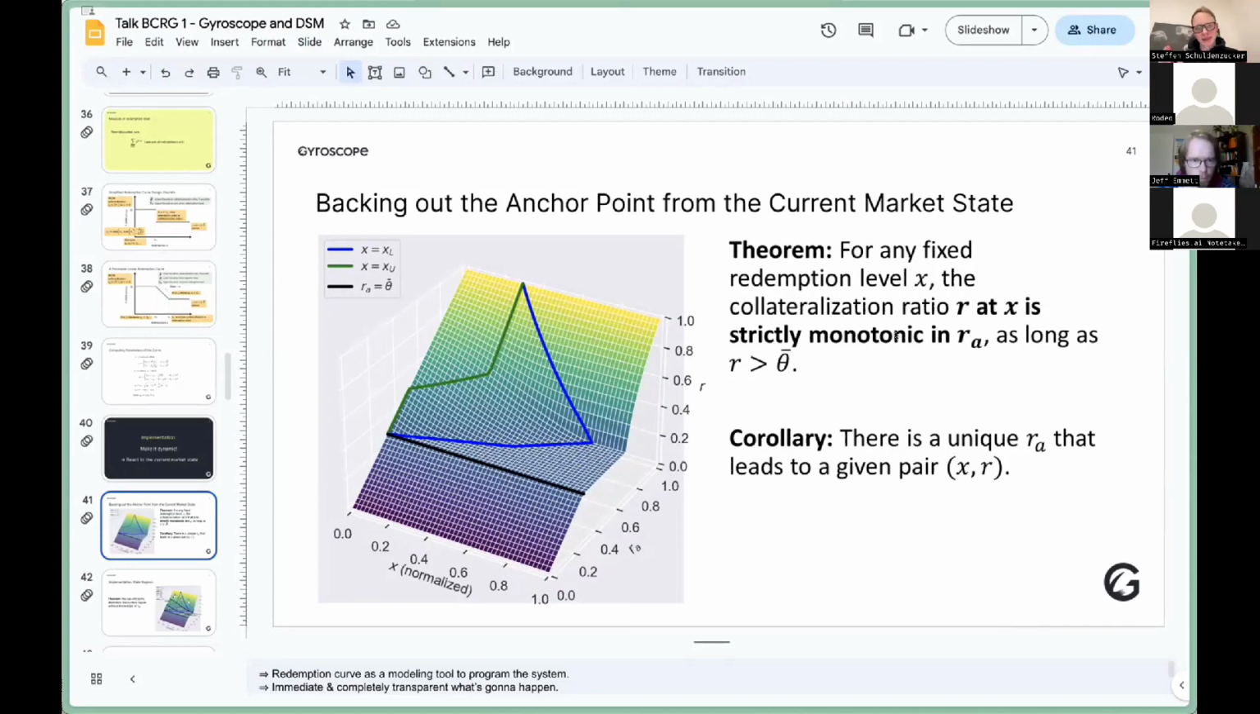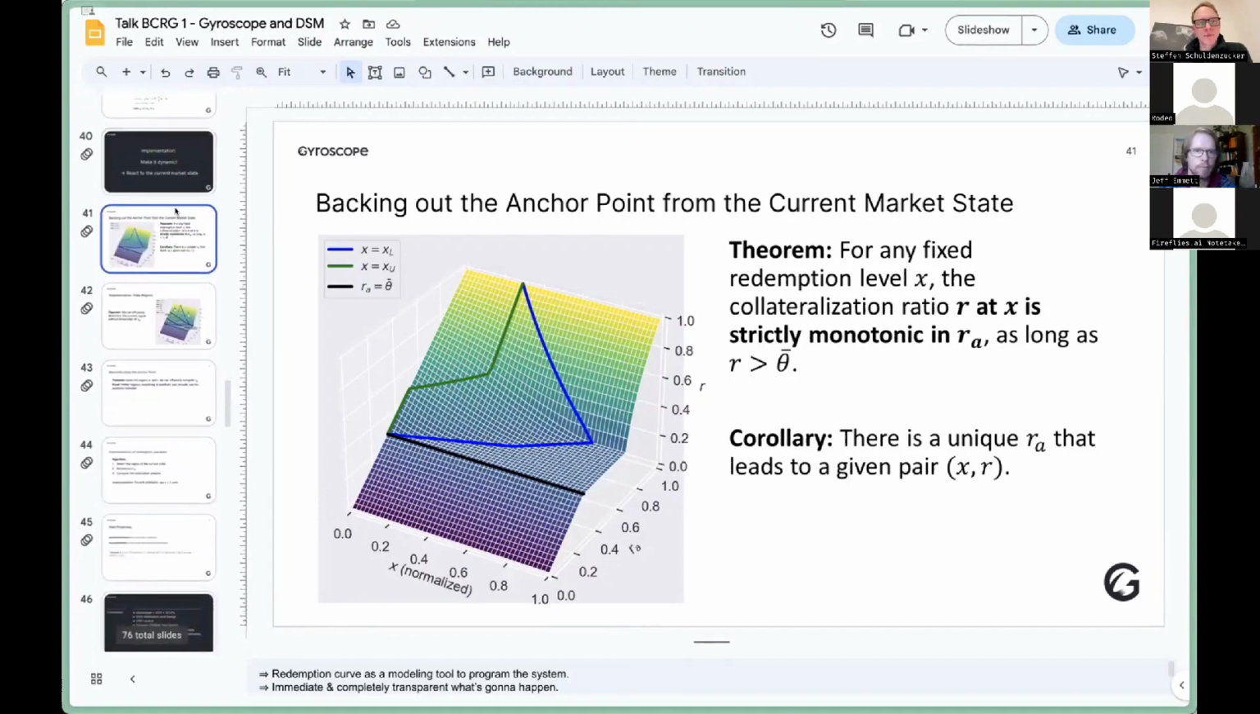Okay, and why is that true? Well, you do a bunch of math and compute derivatives, and then you see that all of them have the right signs, and then you prove this. And so what this also means is that this is actually strictly monotonic. Because of this, when I have a current collateralization ratio, which would be the height here, and the amount that has been redeemed, which we can observe, then I can get back the value on this axis, and then I'm done.